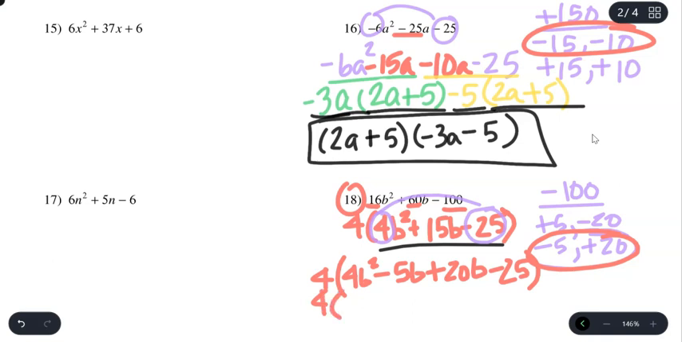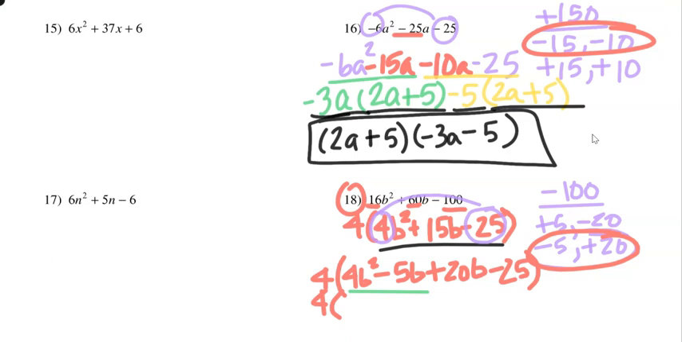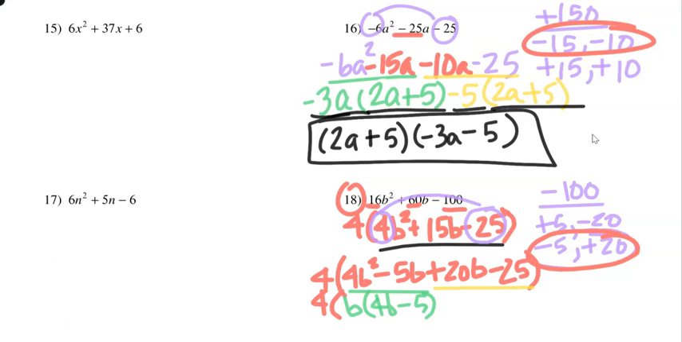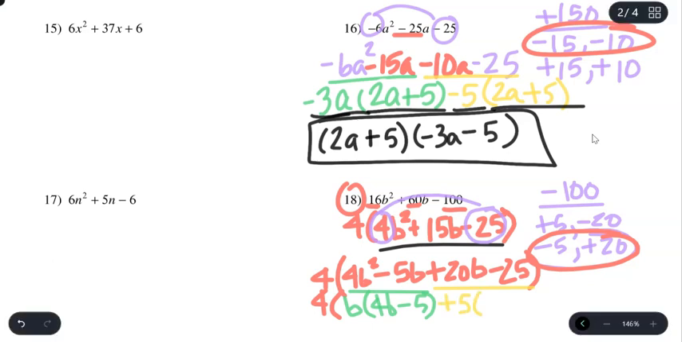So let's group the first part. I have 4b squared minus 5b. And what can I factor out? Well, I can factor out only a b. So if I factor out a b, I've got 4b minus 5. Now, I've got these two terms, and I want to see what I can factor out. Well, I can factor out a positive 5 from both of them, and that leaves me with 4b minus 5.